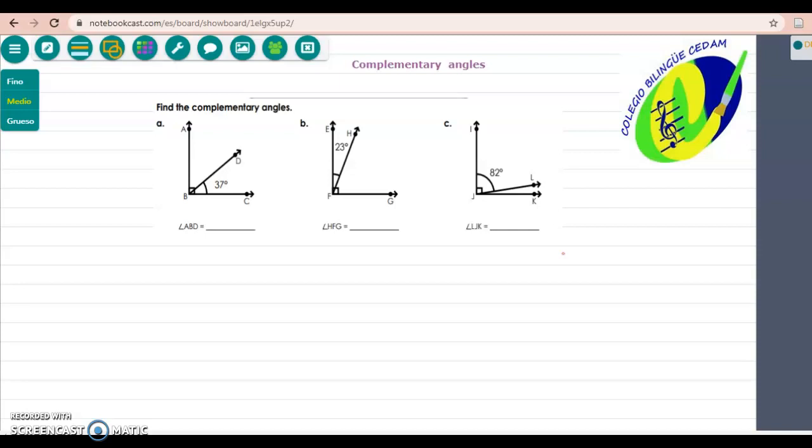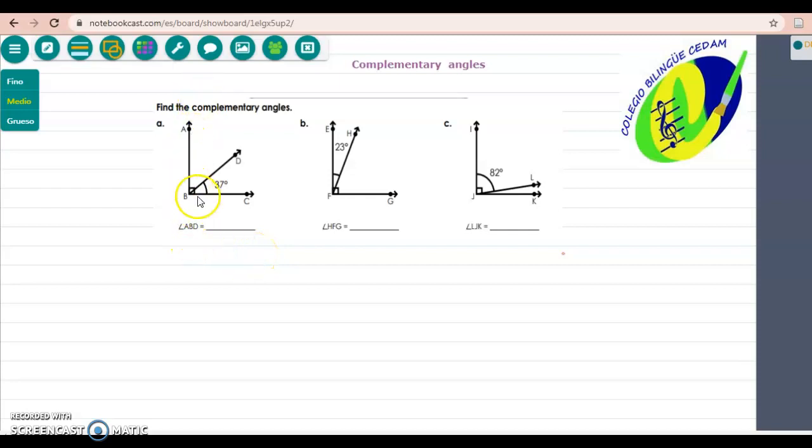Hi guys, today I am going to explain how to find the complementary angles, okay? First of all, we have to remember that the addition of complementary angles is going to be 90 degrees, okay? So we are going to use complementary angles with right angles.